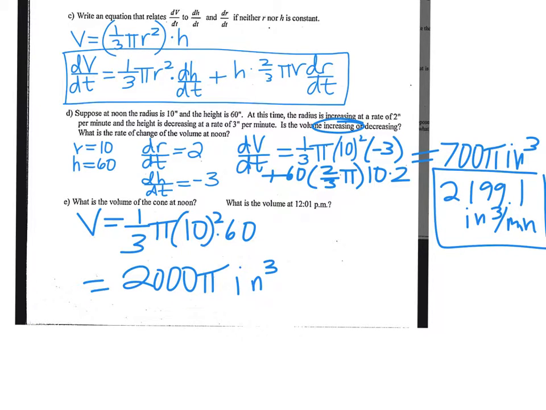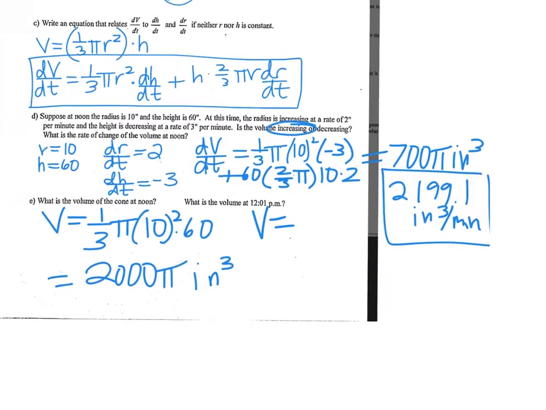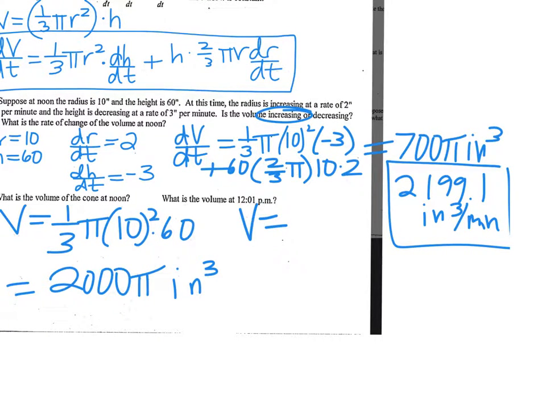Okay, what's the volume at 12:01? At noon means 1 minute has gone by. And it says here that the radius increases 2 inches per minute, and the height decreases. Didn't you already find that it increases by something? Yes, so I'm comparing. This is the estimated, and this is the actual. Then we're going to see how close they are.